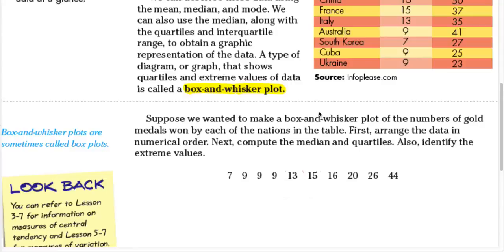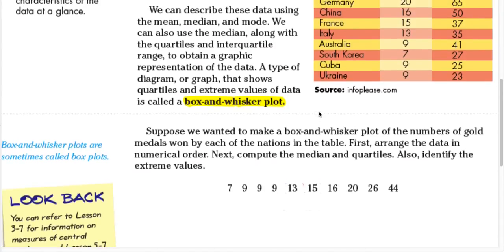First, arrange the data in numerical order. Next, compute the median and the quartiles. Also, identify the extreme values. If you recall, quartiles divide the data into 4 equal parts, meaning that in each quartile there will be the same number of data. We have Q1, which is your lower quartile, Q3, which is your upper quartile, and Q2, which is your median. Just a little bit of a recall.